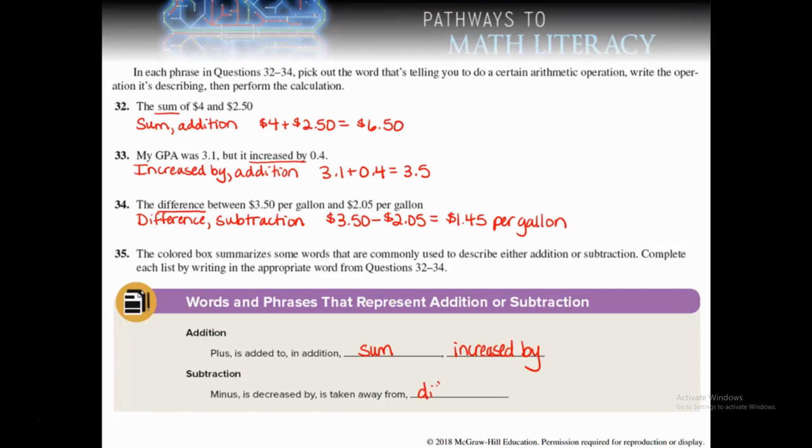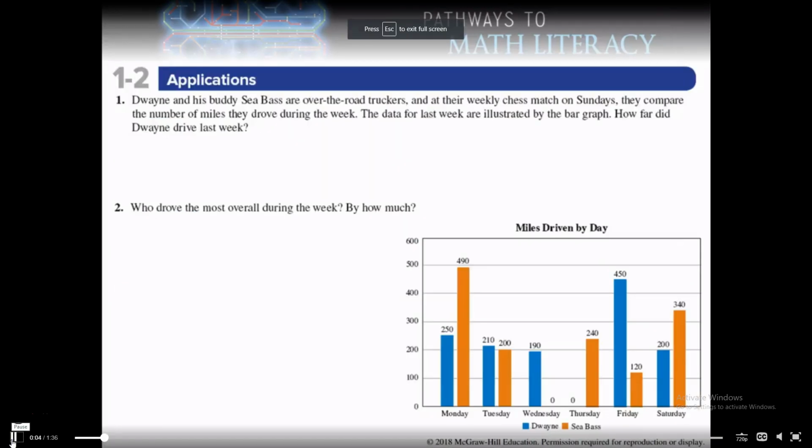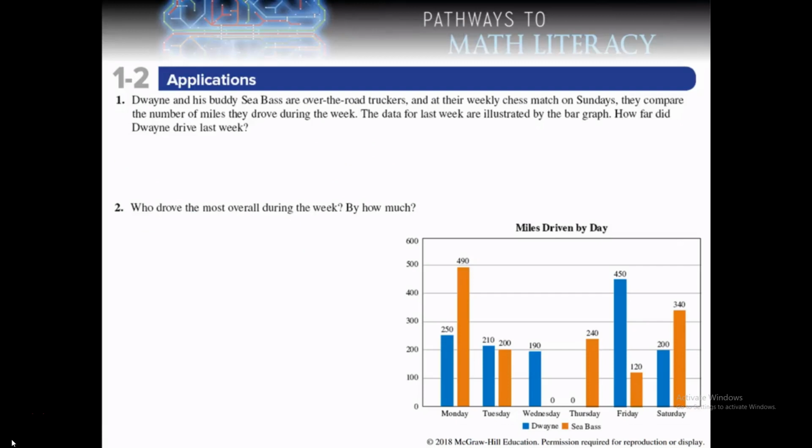We're given a bar graph for 2 truck drivers for the number of miles that they drove each day for a week. In number 1, we're asked how far did Dwayne drive last week. So Dwayne is the blue bars, so we'll add all of those together. On Monday he drove 250 miles. On Tuesday it was 210. On Wednesday it was 190. On Thursday he didn't drive at all. On Friday it was 450. And on Saturday it was 200. And that ends up to 1,300 miles.